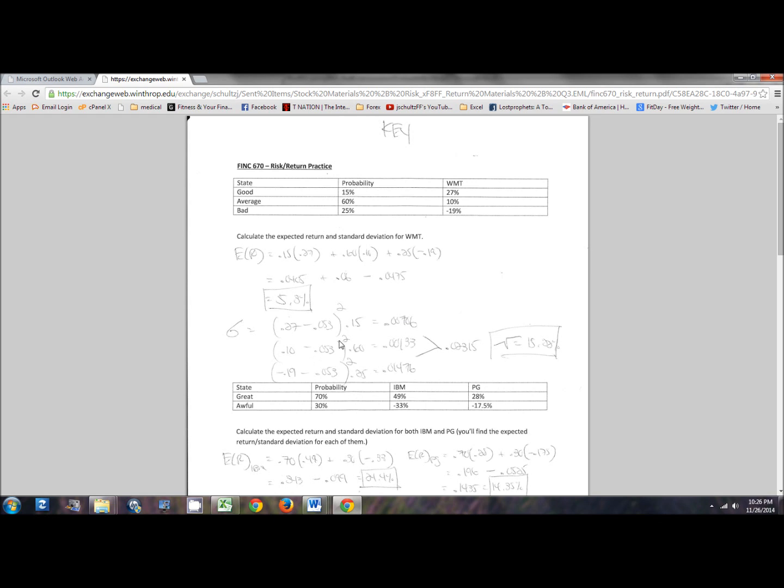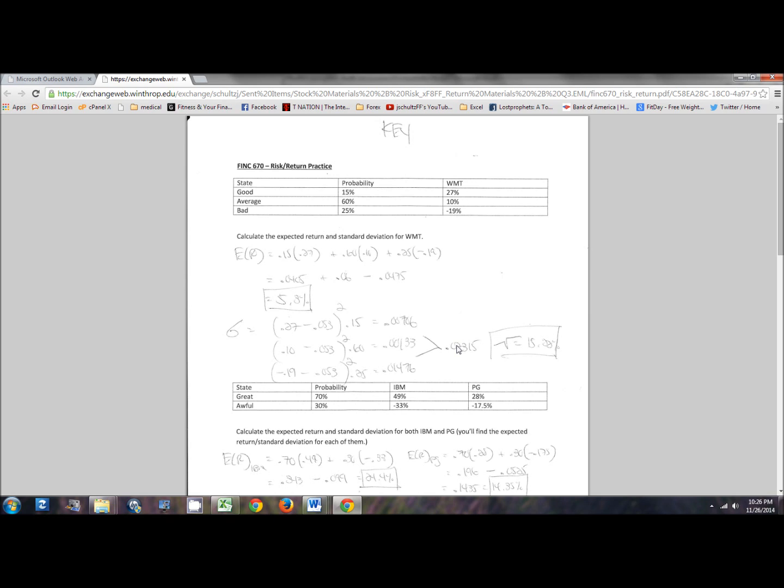I repeat the same process for the next state, which would be average, and the next state, which would be bad, right? Deviation from the mean, squared, probability. Deviation from the mean, squared, probability. I get my terms, I sum those terms, that's 0.02315. This is your variance. That would be step 4 in the 5-step process.